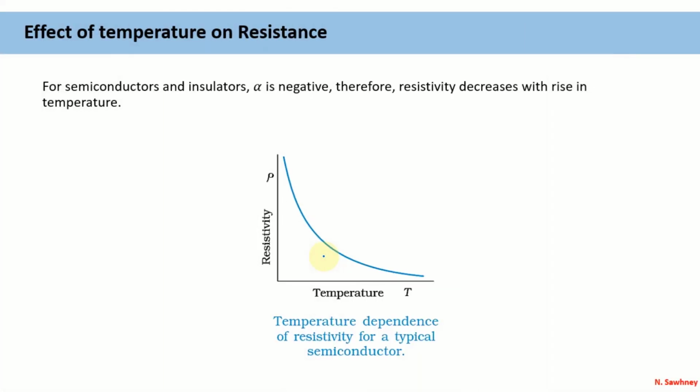Similarly, for semiconductors and insulators, this α, that is temperature coefficient of resistance, is negative. So the resistivity will decrease with the rise in temperature as is shown by the graph.